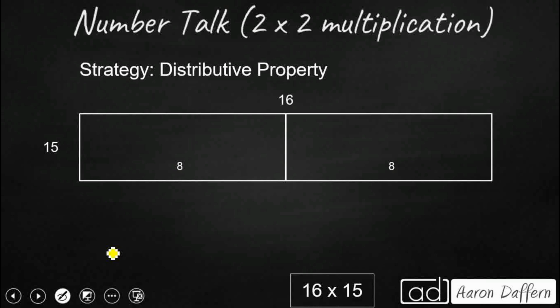So the first thing we could have done is we could have used the distributive property. Now this is the property that lets us break apart one of our factors into two smaller addends just to make it easier to multiply. We're going to get some partial products. So 16 times 15, as you notice, I'm going to take my 16. I just want to cut that in half. I want to do 8 plus 8.